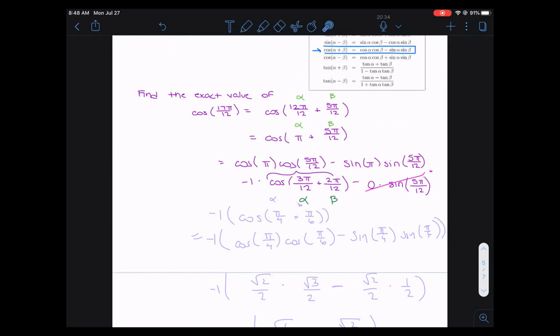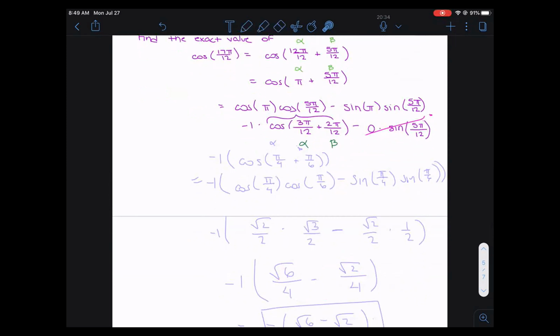So like this one, we know that cosine of pi is -1, but we don't know what cosine of 5 pi over 12 is. So whenever we don't know what this other angle is, we can do it again, until we eventually get it. We will do it as cos pi over 4 cos pi over 6 minus sine pi over 4 sine pi over 6. Then the one outside, we will multiply throughout what we are redoing.